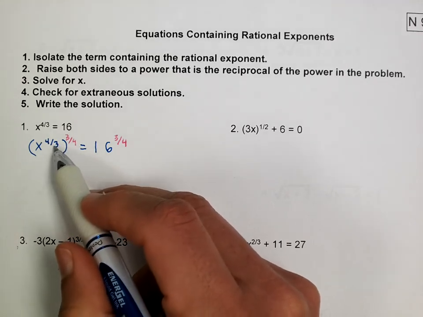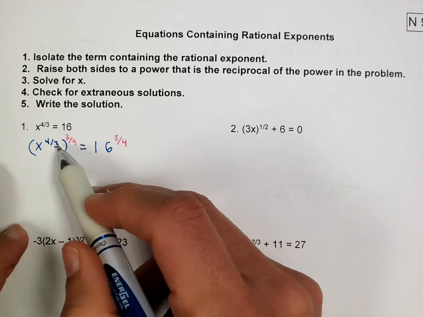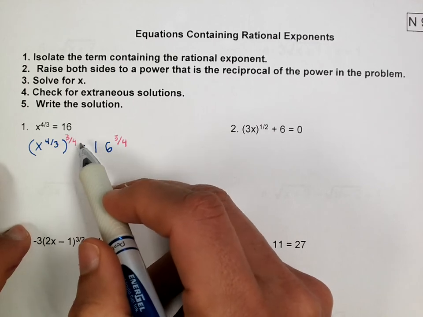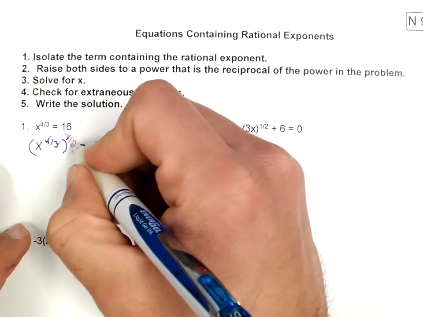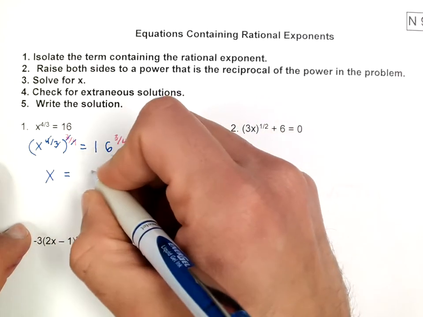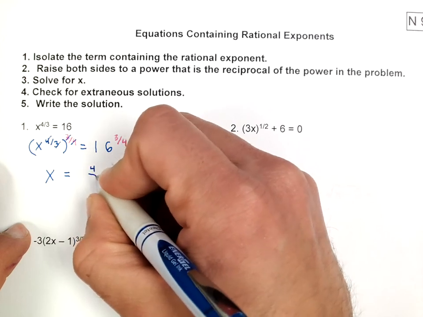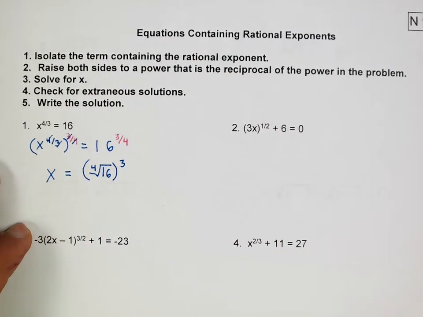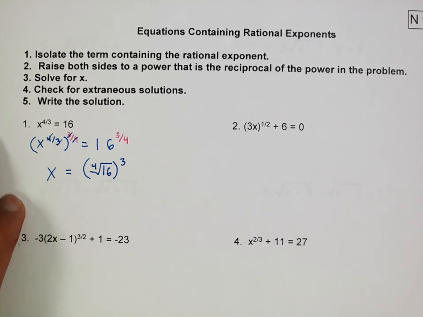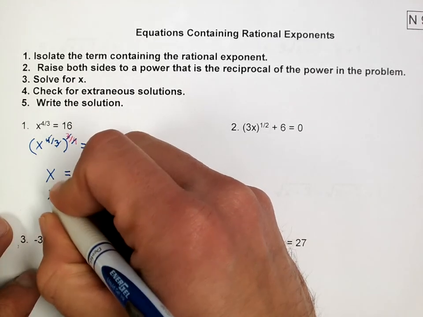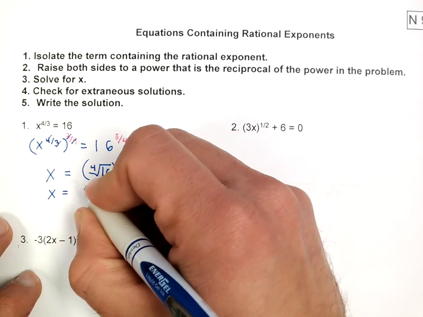Before I just said this is going to cancel, remember, when you have a power to a power, you multiply those powers. So 4/3 times 3/4 is actually 1. Essentially, this is x to the power of 1, and x to the power of 1 is just x. Now on this side, we're going to write this as the 4th root of 16, and then raise that to the 3rd power. Now we're going to take the 4th root of 16, which is actually plus or minus 2, believe it or not.